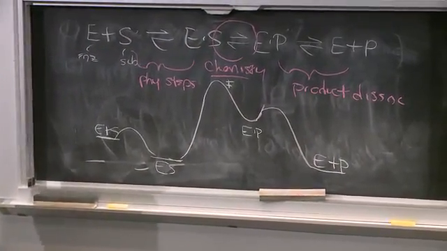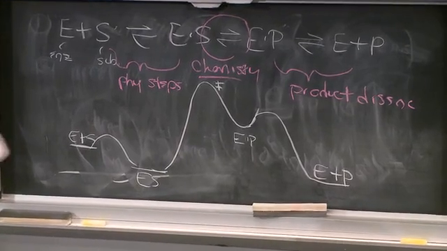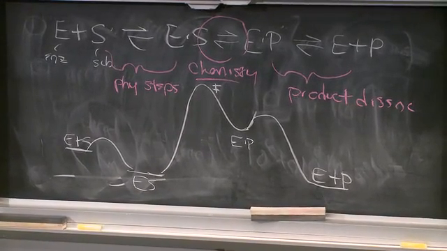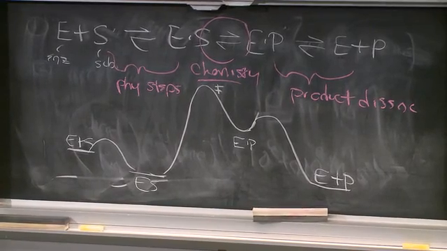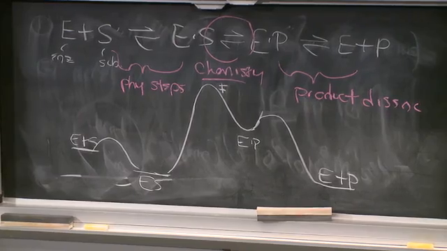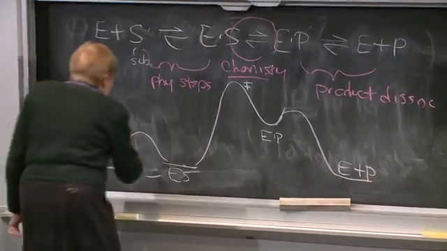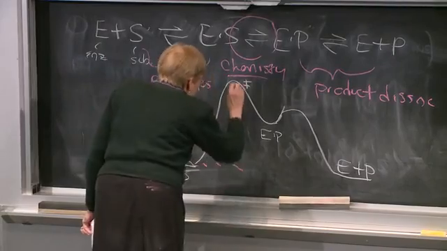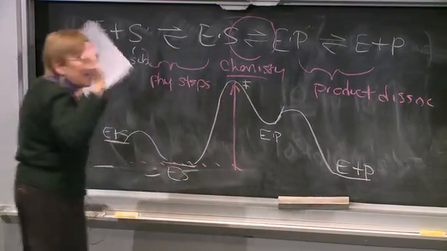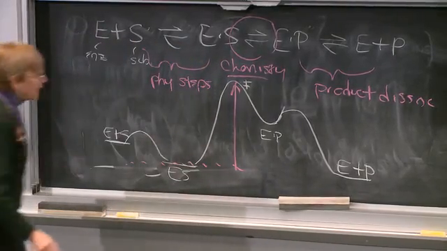So what you need to think about, if you're thinking about how to accelerate the reaction, is what is the bottleneck in the overall reaction. You don't want to start mucking around with something that doesn't control the rate of the reaction. So you need to know what the rate limiting step is in the reaction. And the rate limiting step is the highest barrier along the reaction coordinate.